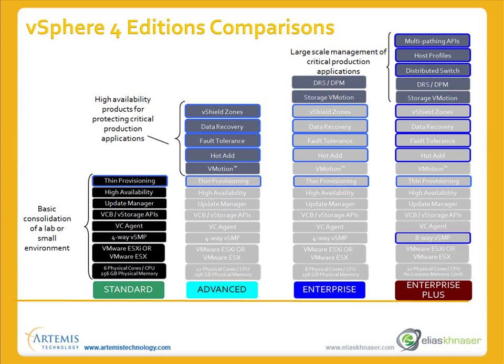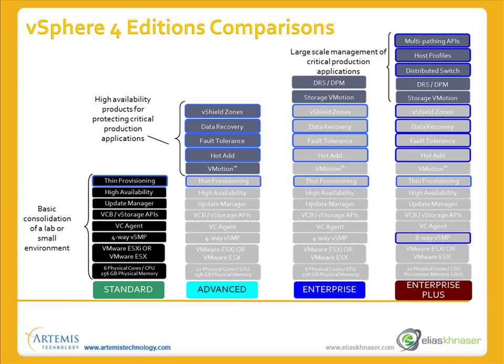And you'll notice if you want a distributed switch, or the Cisco Nexus 1000V, or the host profiles, or the multi-pathing APIs, then you would need the Enterprise Plus version to be able to do that. And then you have the Enterprise version that takes you all the way up to DRS, DPM. You can do storage vMotion, vShield zones. So you have some newer features there.